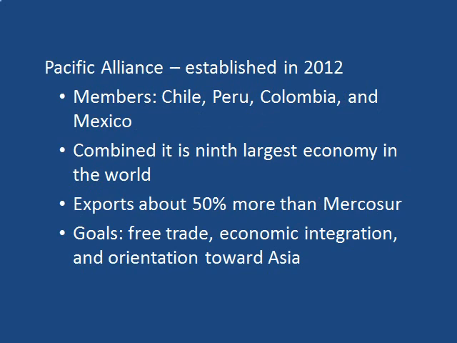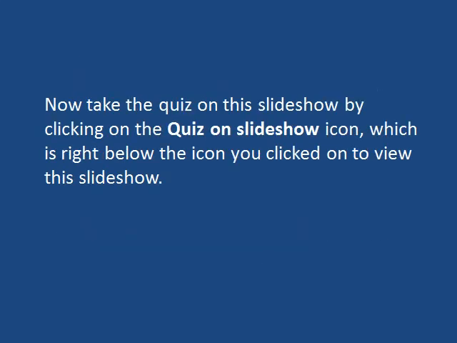Finally, we have the Pacific Alliance, which was established in 2012. Its members are Chile, Peru, Colombia, and Mexico. Combined, it is the ninth largest economy in the world. It exports about 50% more than Mercosur. Its goals are free trade, economic integration, and orientation toward Asia.